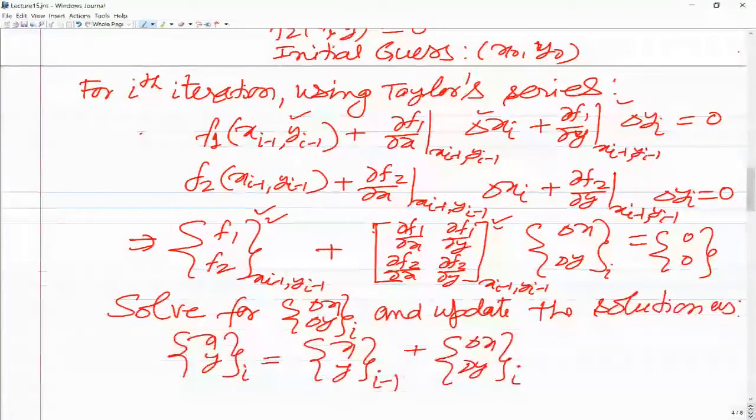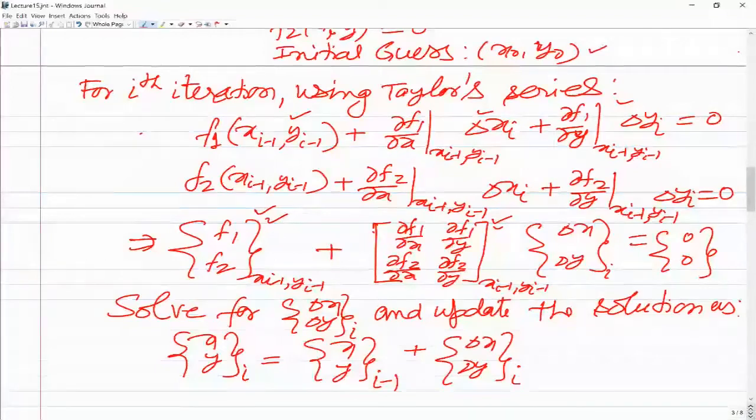Actually, what you will do is, you have an initial guess, say x0 and y0. First you solve for delta x1 and delta y1, and then get x1 and y1. Then using x1 and y1, you get delta x2 and delta y2, and then update to get x2, y2. Then once you have got x2, y2, again calculate delta x3, delta y3 and get x3, y3. Like that you will continue the iteration until delta x and delta y are less than a certain value, which we call the tolerance. So that is how you solve a set of nonlinear algebraic equations using the Newton-Raphson method.